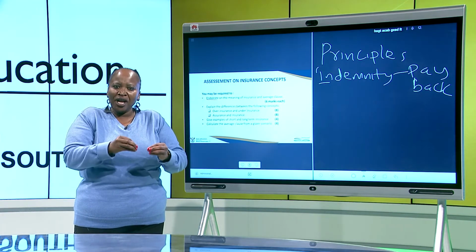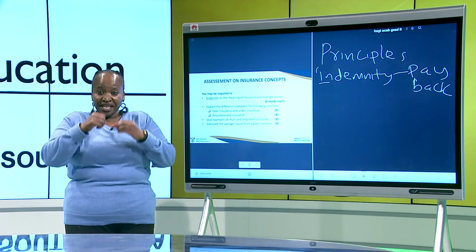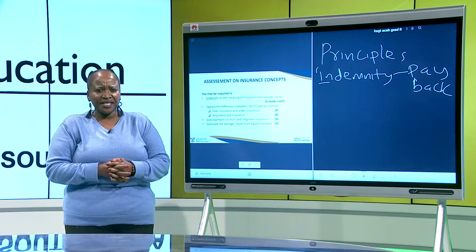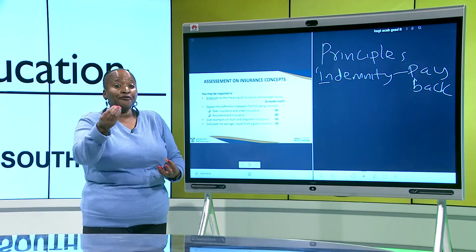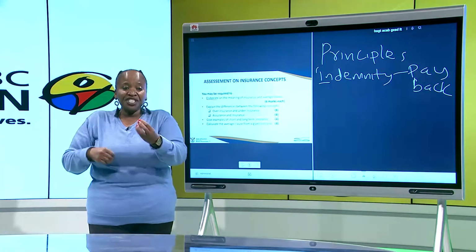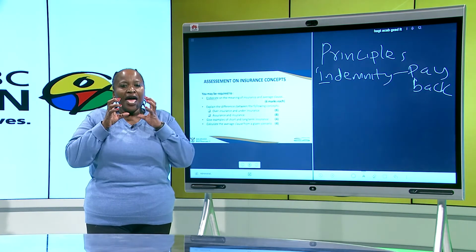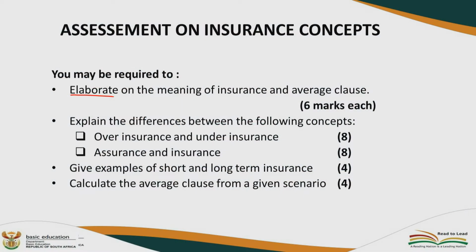Then give a formula to calculate under insurance. Then you give the formula of average clause. You're getting 6 marks for that. So it's actually an easy mark that you can get. So it can come in a form of calculation of average clause, or in a form of explanation, define the meaning. Or examiners can decide to give you a formula and a scenario, then you are required to calculate the average clause.